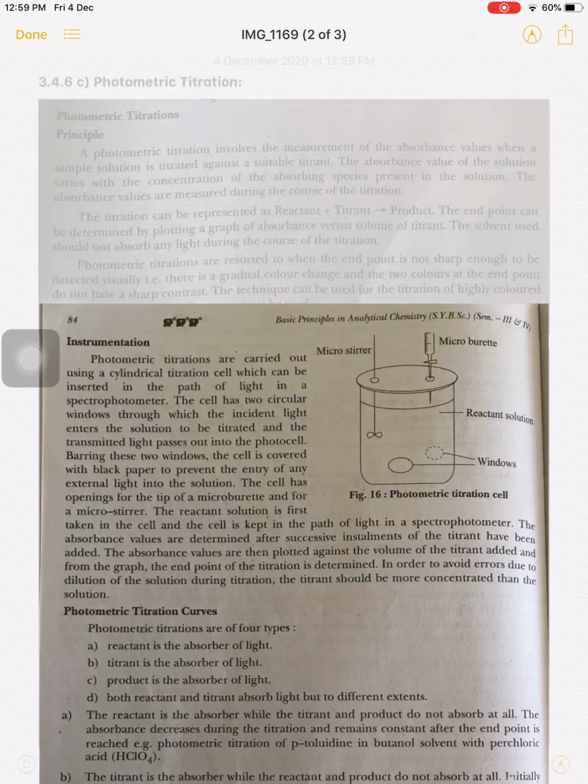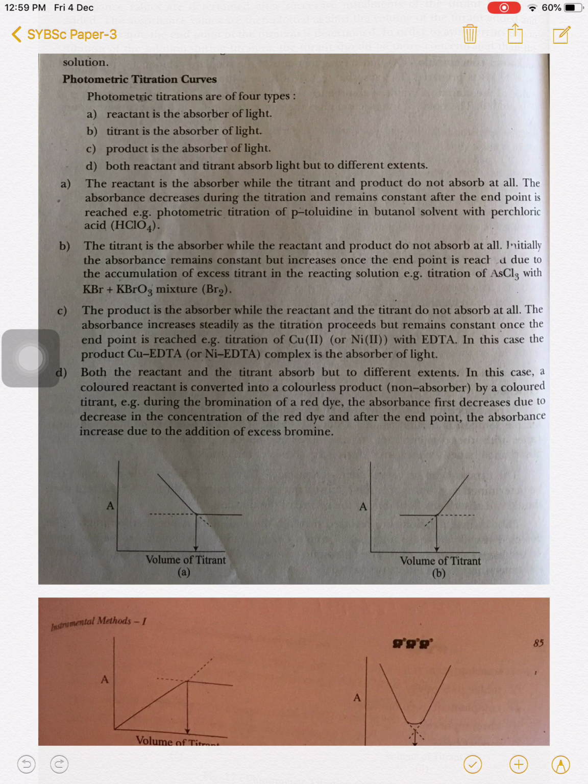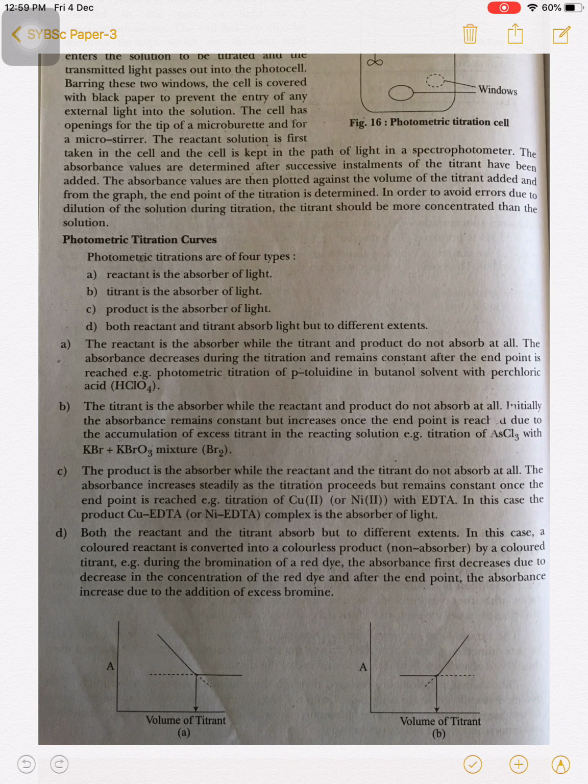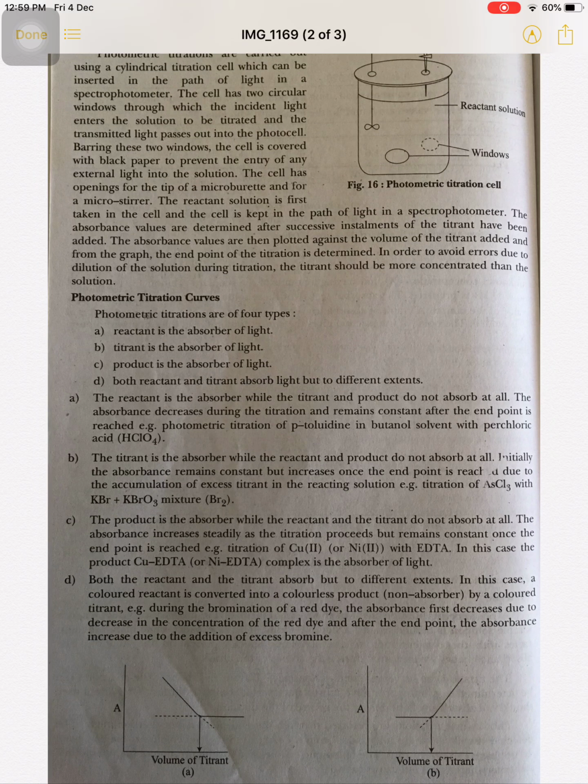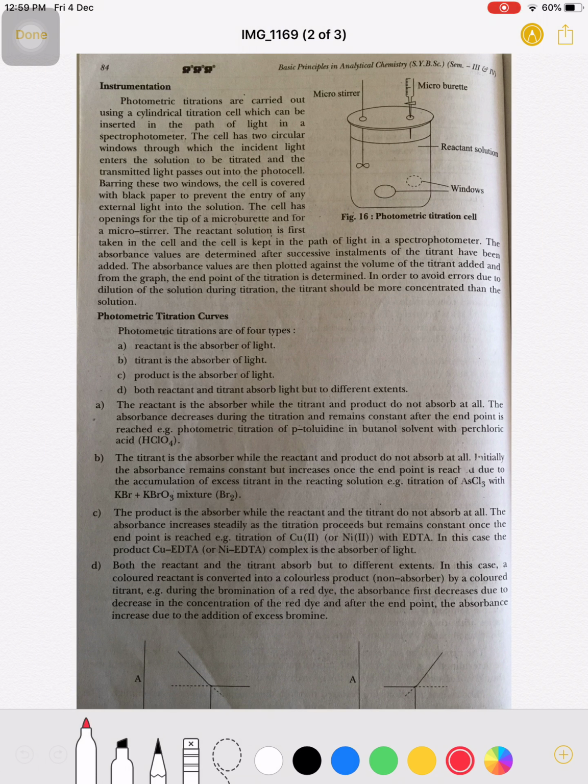Now see the first one. If you look at the graph here, small a at the left-hand side, volume of titrant is plotted against A, meaning absorbance, on the y-axis. If you see this graph, initially the absorbance value is high, and after that the absorbance goes on decreasing, and after a certain volume of titrant added, it becomes a steady line. So now see why the graph is like this.